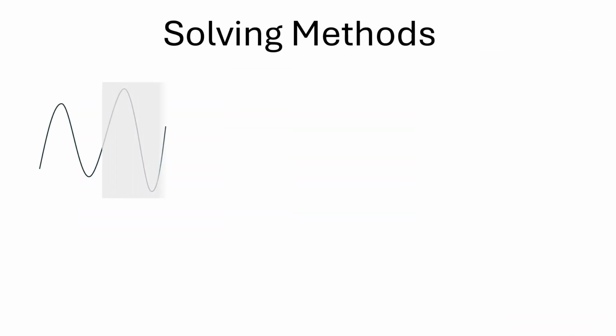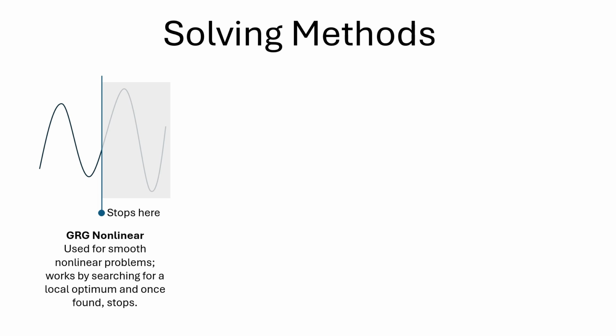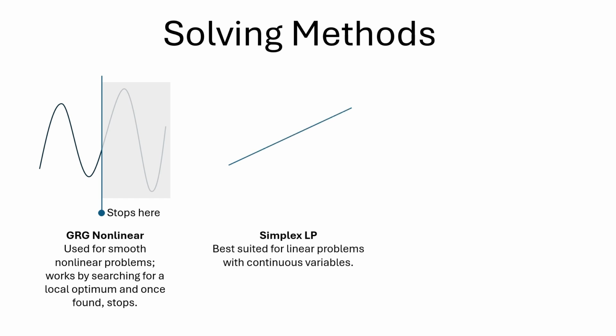The first is something called GRG nonlinear, which stands for generalized reduced gradient. It's a method that Excel uses to solve complex problems when relationships between variables aren't straight lines, and this makes it more difficult to solve. So it helps try and find the best solution when things don't follow a simple pattern, and it stops when it finds the first maximum or minimum. But we can change this within the options to make it work a little bit harder to find a more accurate solution.